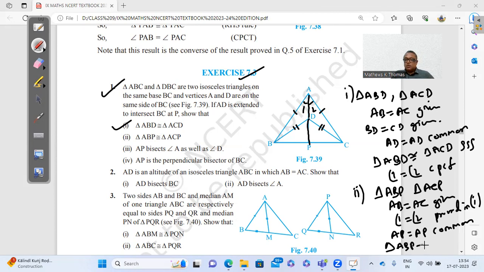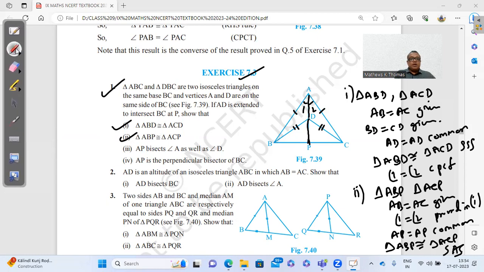So triangles are congruent by which condition? Let's see. This is side, 1 and 2 are equal, angle, and there's a side: side, angle, side. So triangles are congruent by SAS. So we get ABP and ACP congruent by SAS. So second part done.